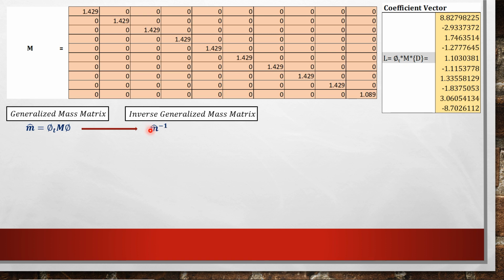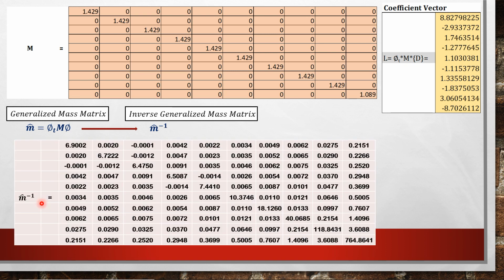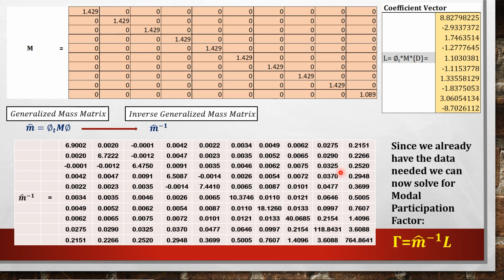Ipa-plug in natin ito dun sa value kanina. So, ano yung result nito? Ito yon. Ayan. Ito na yung inverse generalized mass matrix. So, ito na yung magiging value natin para dun sa formula kanina. So, since we already have data needed, we can now solve for the modal participation factor. So, ito na. I-plug in natin itong 10 by 10 inverse generalized mass matrix dito. Then, i-plug in din natin itong coefficient vector L, 10 by 1 vector dito. So, magiging result niyan is a 10 by 1 vector.